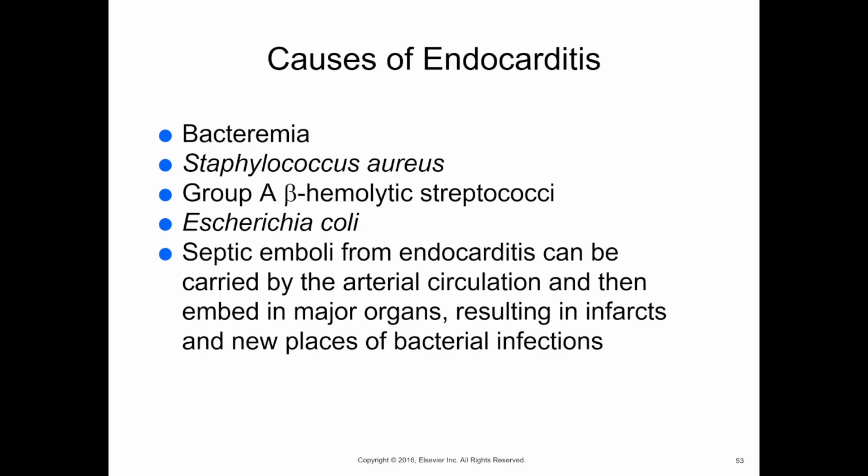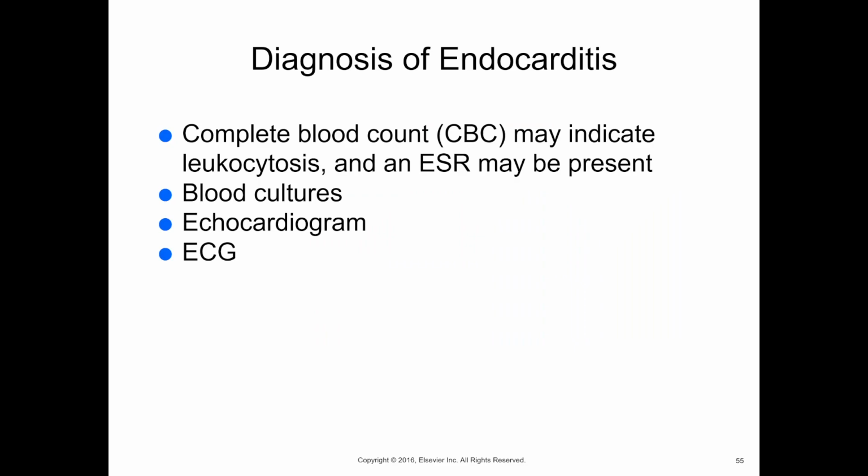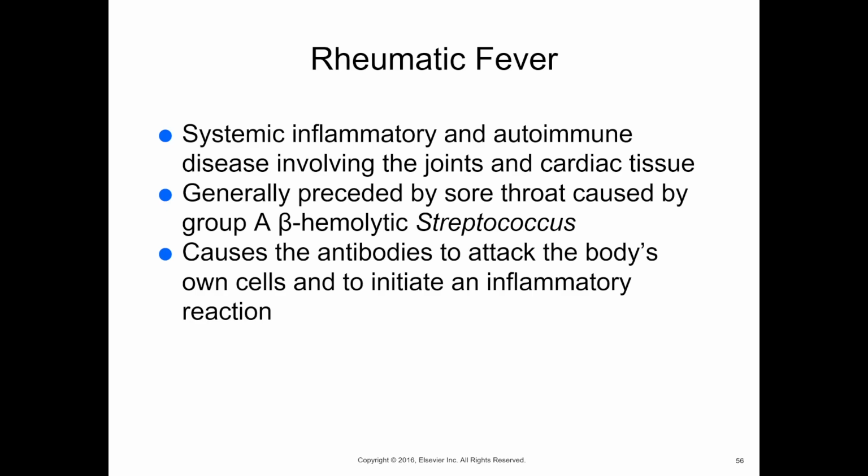You can also be unfortunate and have what's called a septic emboli, basically meaning an embolus is carried away elsewhere, gets embedded in an organ, and results in new bacterial infection sites in other organs like the liver, kidneys, etc. Endocarditis is typically associated with urinary tract infections, dental abscesses, respiratory tract infections, and skin. Diagnosis, it's a CBC, blood culture, echocardiogram, and ECG. Ultimately, after that, though, you're treating it based entirely upon the underlying organism that's causing it.